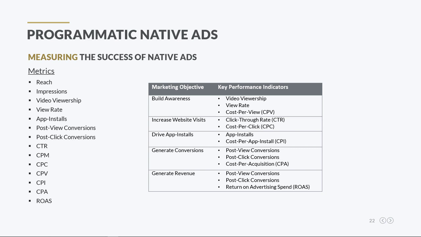The success of a native advertising campaign can be measured through several metrics. For example, reach, impressions, video viewership, video rate, app installs, post-view and post-click conversions, CPM, CPC, CPA, and ROAS. Depending on the objective of the native advertising campaign, only a few metrics should be picked and analyzed. Otherwise, the analysis process will become very inefficient. I would personally pick those shown in this table.